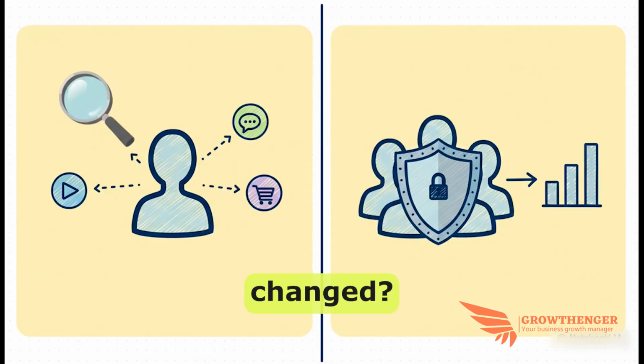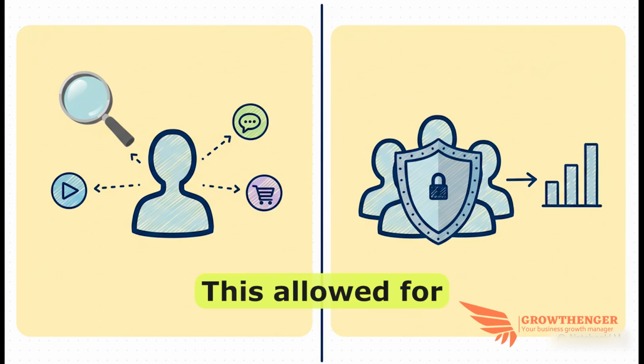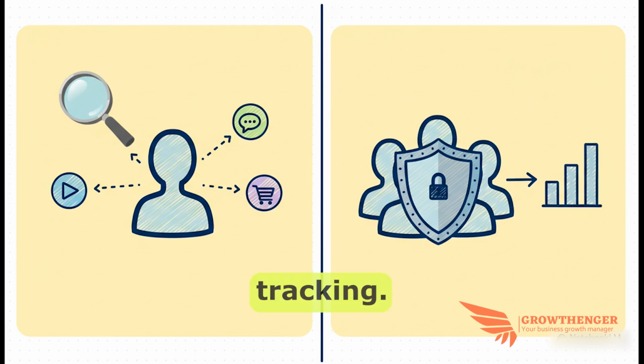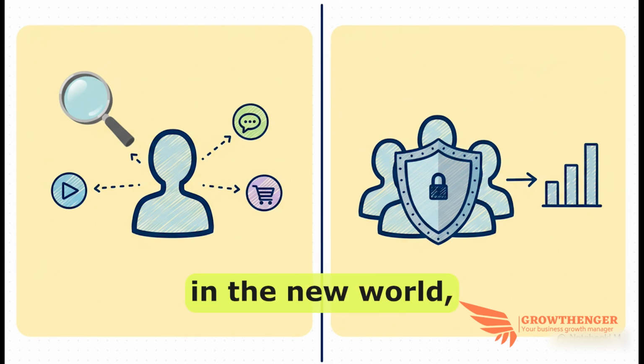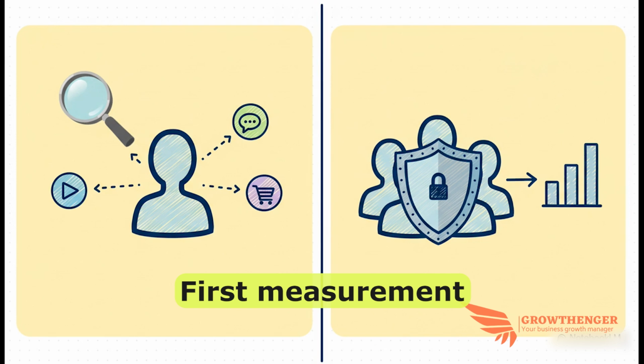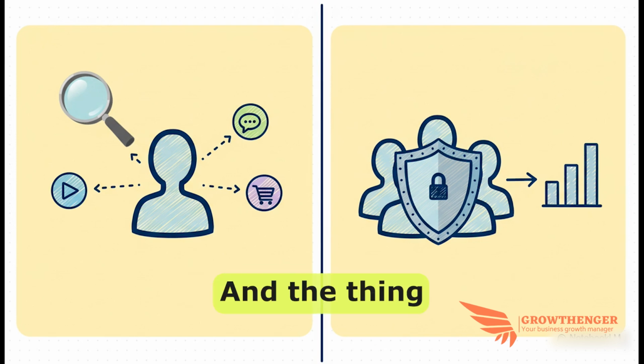So what exactly changed? Well, here's the before and after. We came from the old world, which was all about the IDFA, the identifier for advertisers. This allowed for super precise user-level tracking. Now we're in the new world, a world of privacy-first measurement driven by SKAdNetwork. And the thing that kicked this whole shift off is Apple's App Tracking Transparency Framework, or ATT. You know that little pop-up that asks for your permission to be tracked across apps? That's ATT, and it changed everything.